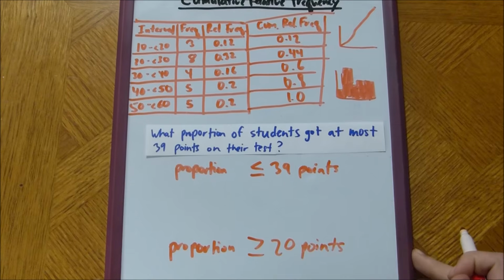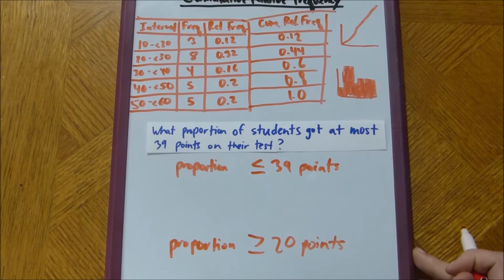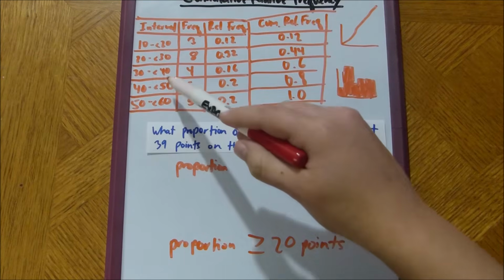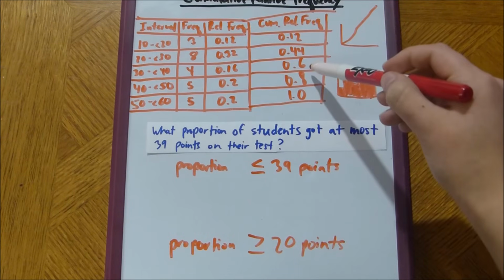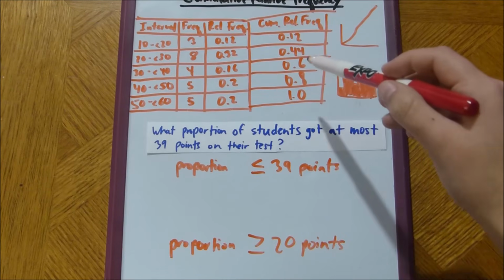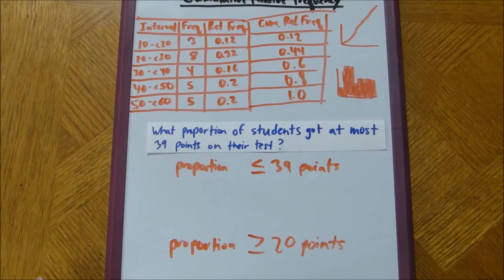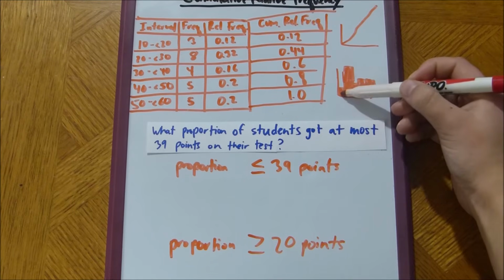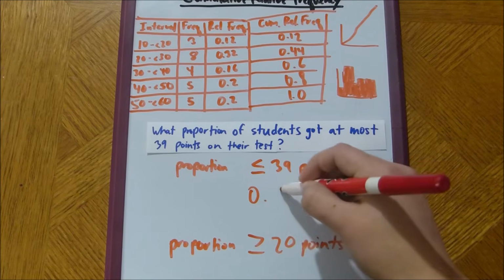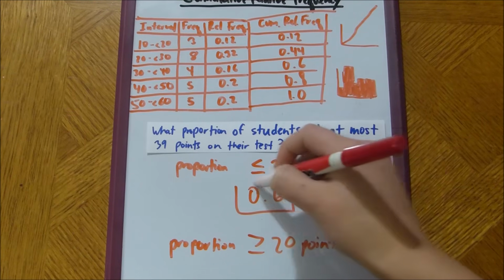So let's see. Proportion that they got less than 39 points. So we look at where 39 points would be. It would be in this interval, right? And then we look at this frequency. Does it make sense that 0.6 of students got at most 39 points on their test? I would say so. It would be adding up this box, this box, and this box. So 0.6 is the answer to this one.